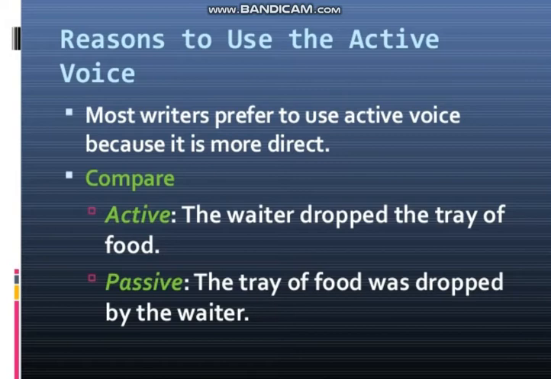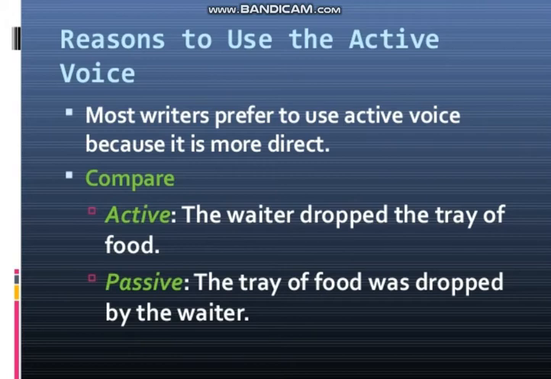Now we are discussing the reasons to use the active voice, that is, why do we use active voice. Most writers prefer to use active voice because it is more direct. Active voice is a more direct way to convey our message, that's why we use it, and most writers also use active voice because it is easily understandable and more clear to the reader. As you can see, here is a comparison. The waiter dropped the tray of food.